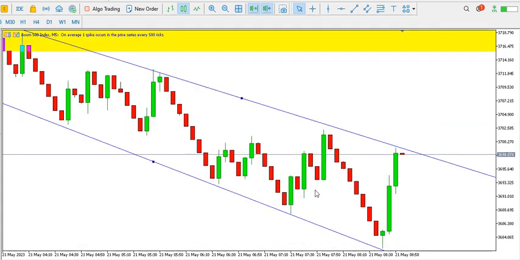Let's look at the 5 minutes time frame. On the 5 minutes time frame, we can see the channel. Is this going to get respected for us to see further down movement, or is it going to break at the top?